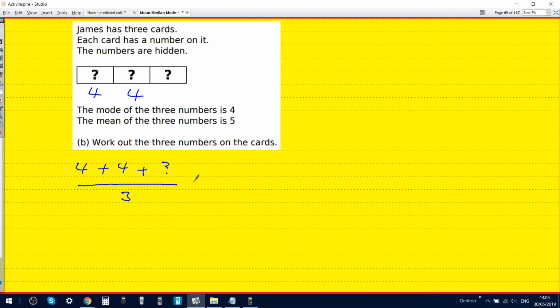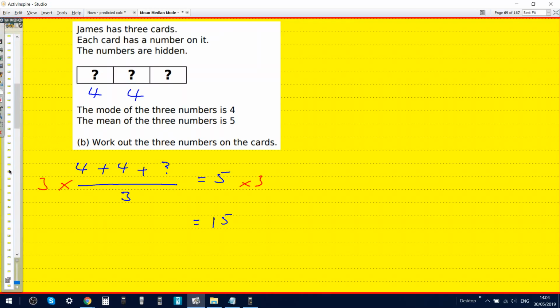Okay, question mark divide by 3 equals 5. So basically we times by 3. How do you actually do that? Don't overthink it. Times by 3, so 15 on one side. 3 times, is it 3 times 8, which is 24?